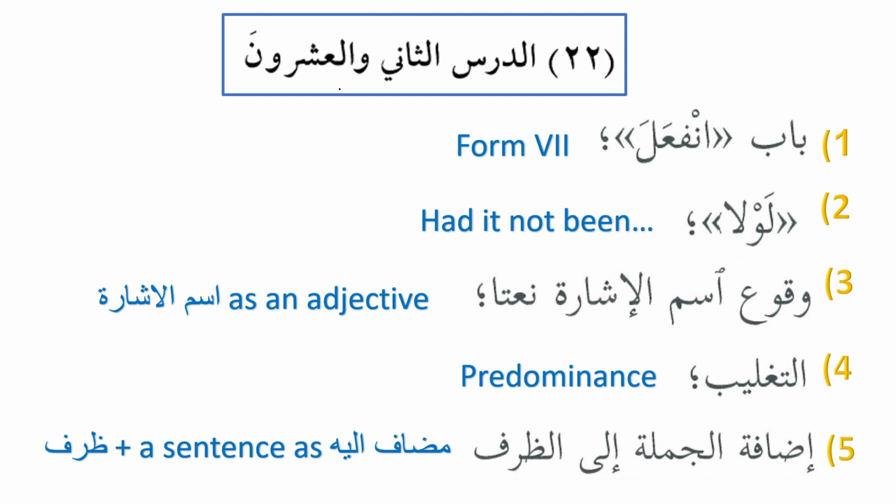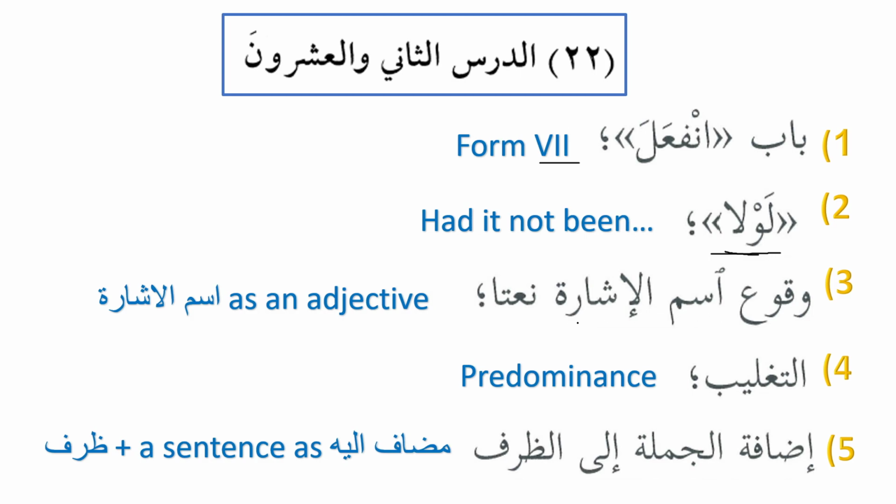الدرس الثانية والعشرون, lesson number 22. In this lesson we are going to learn about five new ideas. The first one is باب انفعل, which is form number 7. Number 2, لولا, had it not been. And as we know that لولا is basically adat shart, it is a harf or particle of condition.